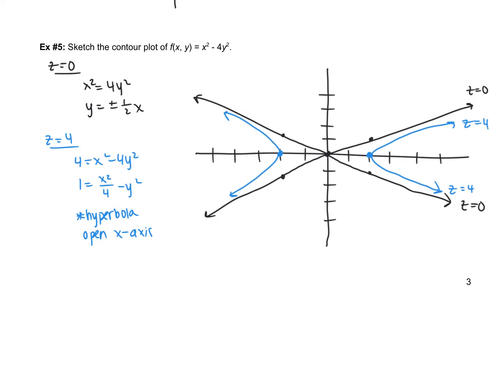Let's do one more. What happens if we make z a negative value, like negative 4? We're going to have negative 4 equals x squared minus 4y squared, which gives us 1 equals y squared minus x squared over 4. This is again a hyperbola, but it's going to open up and down. If we look at that y, this time we're only going up and down 1, and then going from there.